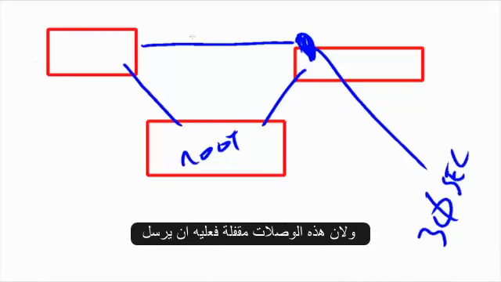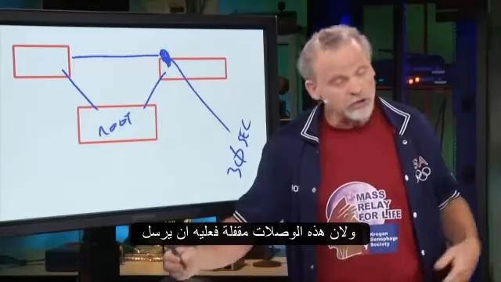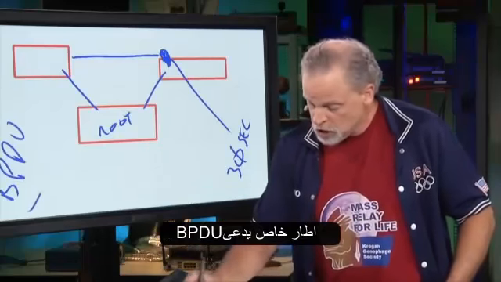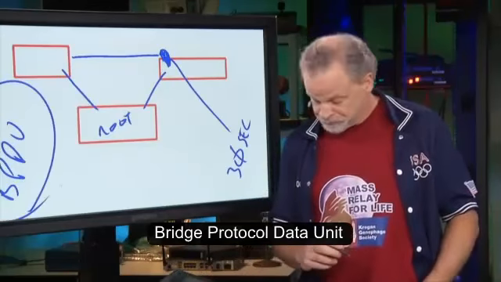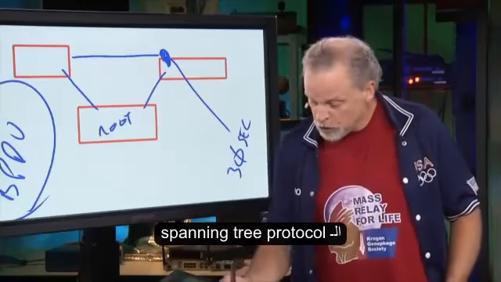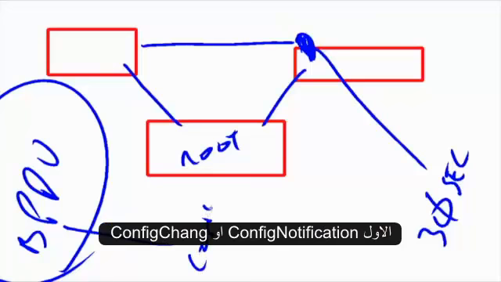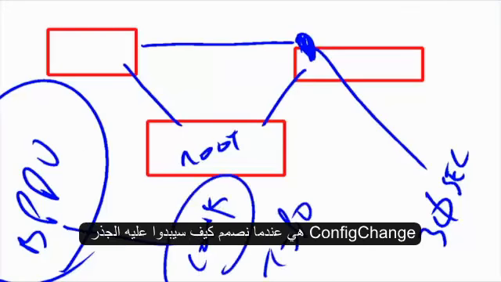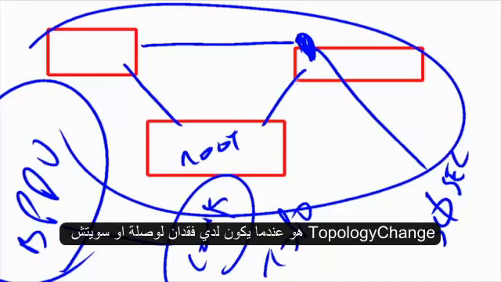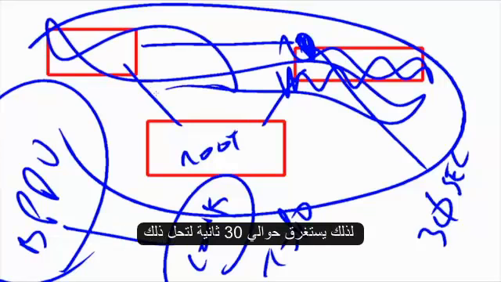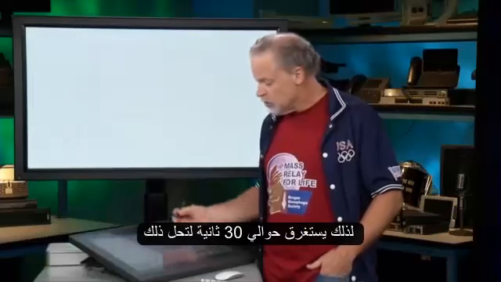And because none of these links are actually blocked, it sends out a special frame or special protocol called a BPDU, or Bridge Protocol Data Unit. This BPDU flows through the network, and there are two of them in Spanning Tree Protocol, right? There's config change or config notifications, and then there's topology change. Config change is when we're actually designing what our route is going to look like. Topology change is if I have a link or a switch drop off, and then the root knows it needs to recalculate everything in this network, right? So it takes about 30 seconds to actually work that out.